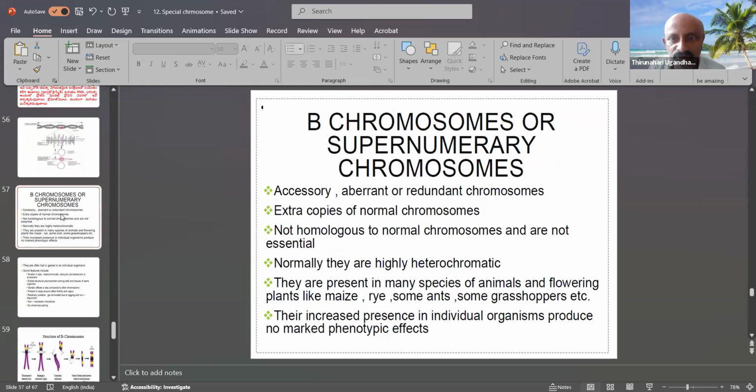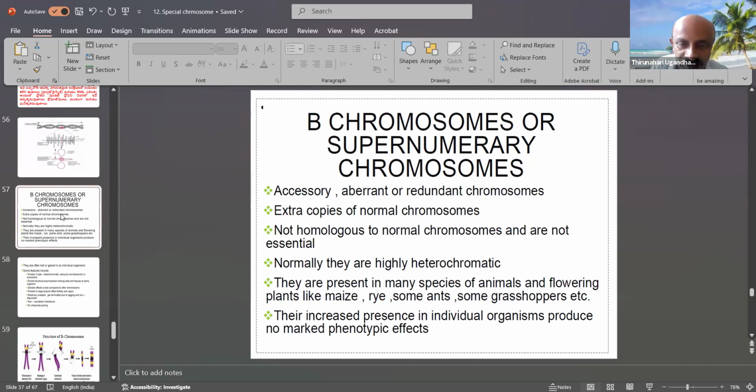Here there are also B chromosomes, or supernumerary chromosomes. They are accessory, aberrant chromosomes, extra copies of normal chromosomes. They are not homologous to normal chromosomes and are not essential. Normally they are highly heterochromatic regions. Highly hetero means having different characters. Then, based on DNA percentage, euchromatin and heterochromatin are separated into two parts.